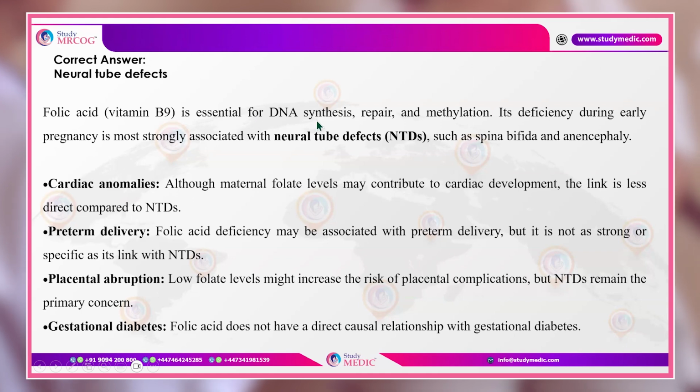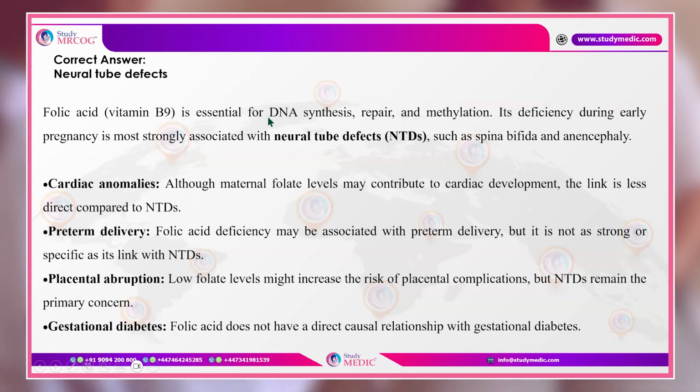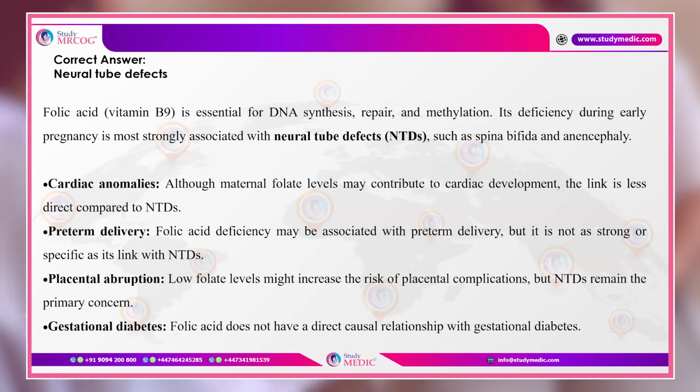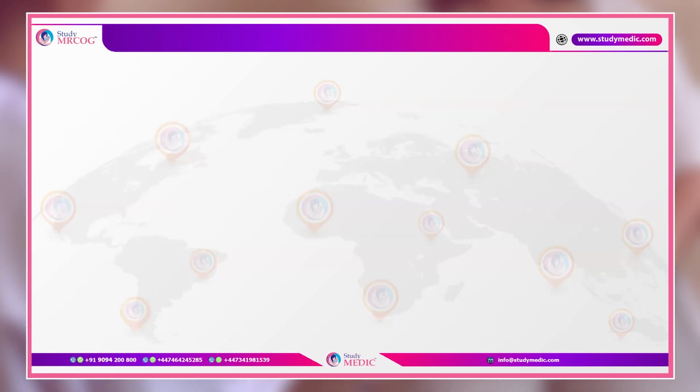It is required for DNA synthesis, repair, methylation, various steps around the DNA. So with any deficiency in early pregnancy, a high risk of neural tube defects such as spina bifida and anencephaly can be seen. Why not other things? Cardiac anomaly, preterm delivery, placental abruption, gestational diabetes. They are not immediate effects of folic acid deficiency, which can be seen later. So we have to go for the closest answer, that is the neural tube defect, which is the best answer.